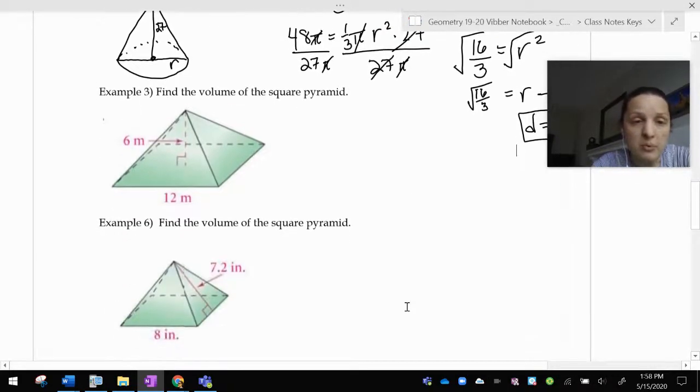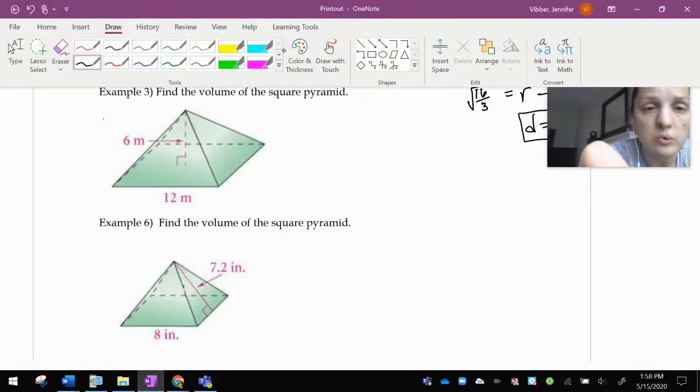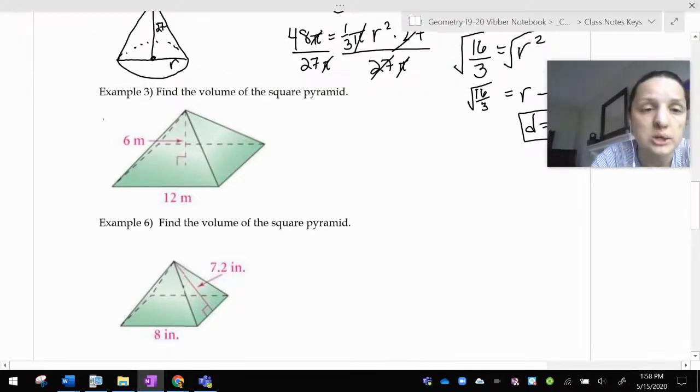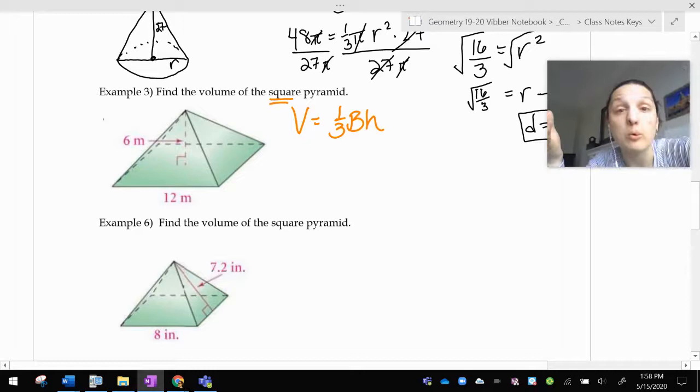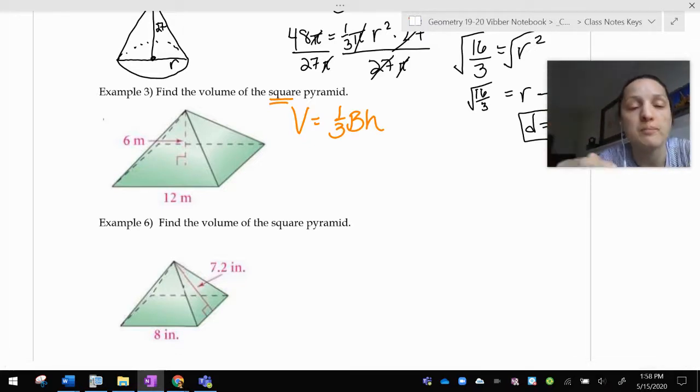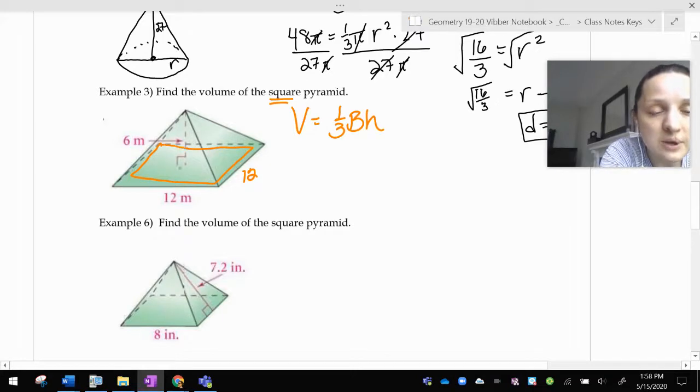All right, example 3, find the volume of the square pyramid. Okay, let's see. I want a new color again. I'm going to go with orange. Find the volume of the square pyramid. The volume of a pyramid is 1/3 the area of the base times the height. My base is a square. A square pyramid has a square on the bottom. A triangular pyramid has a triangle on the bottom, and so on. So that's 12 by 12, which means the area of the base is 144 because it's length times width.